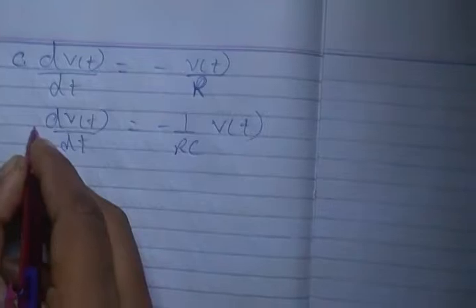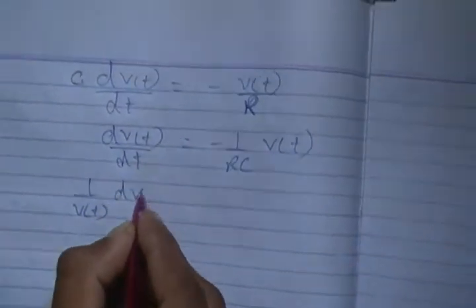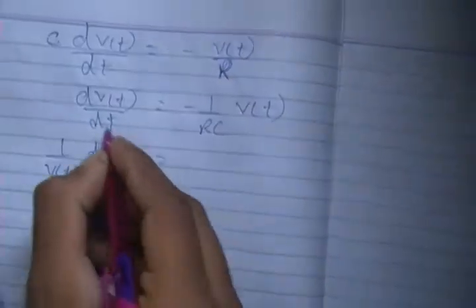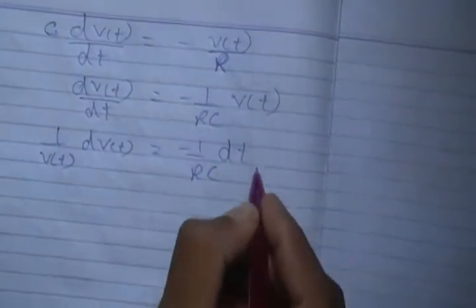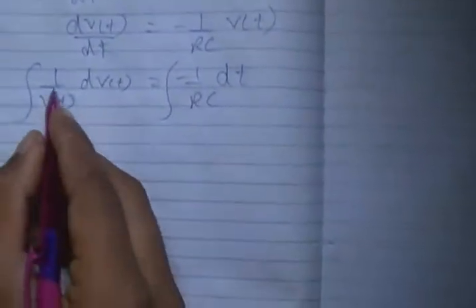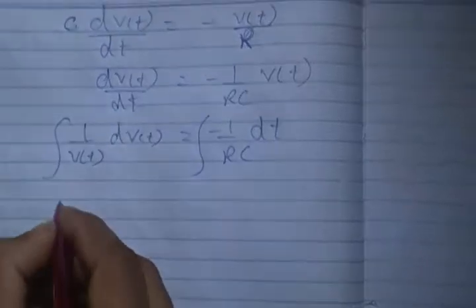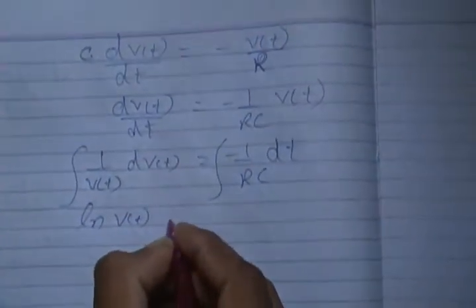V of t to this side, so 1 over V of t dV of t is equal to dt to this side minus 1 over RC dt. Now we apply the integral on both sides. So the integral of 1 over V is natural log of V, natural log of V of t.